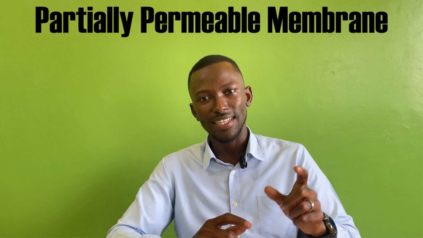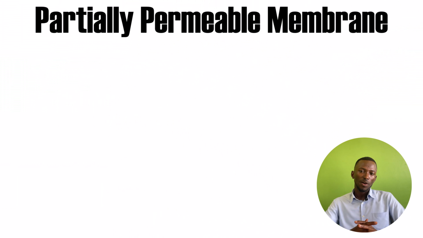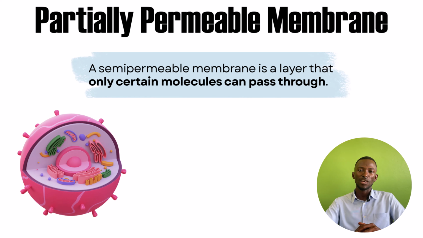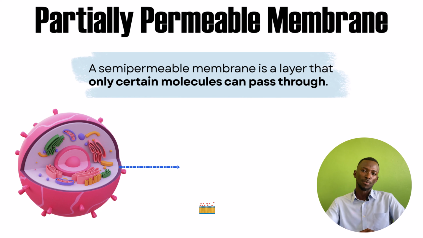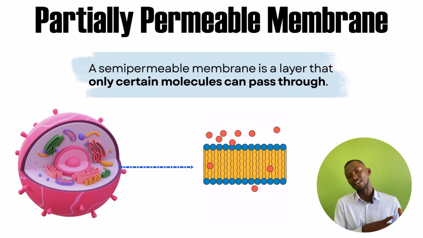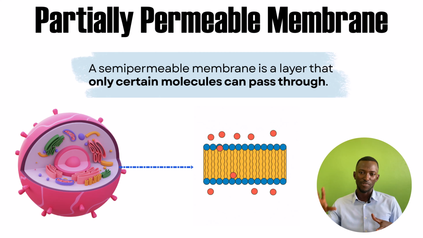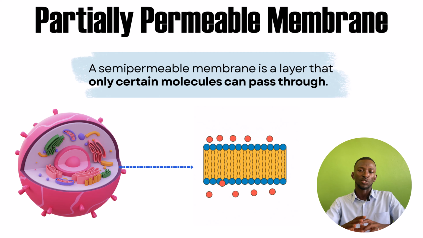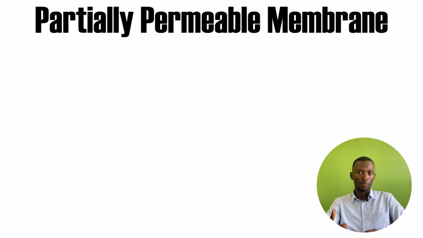The cell membrane. You see, the cell membrane is also known as a partially permeable membrane. Partially permeable. The word partially is the opposite of fully permeable. So partially permeable because the cell membrane allows only certain substances to pass through it. So there are some substances that are allowed to pass through, while others are prevented from passing through it. That is why the cell membrane is known as a partially permeable membrane.